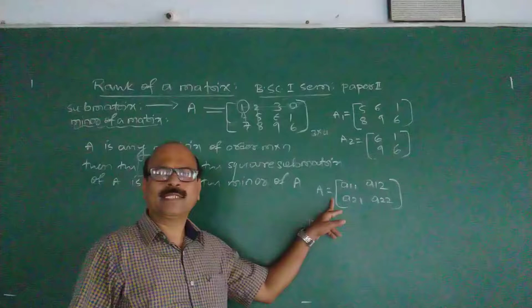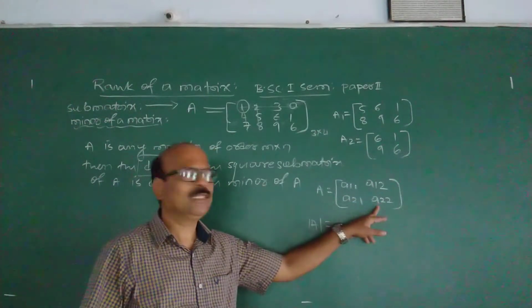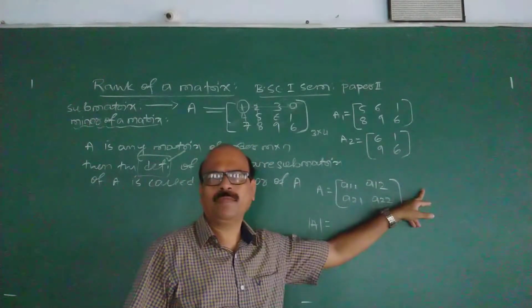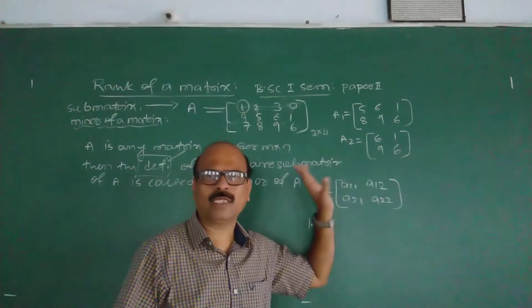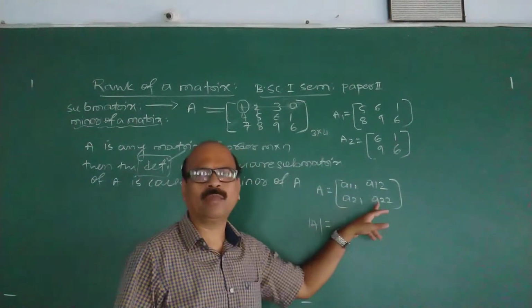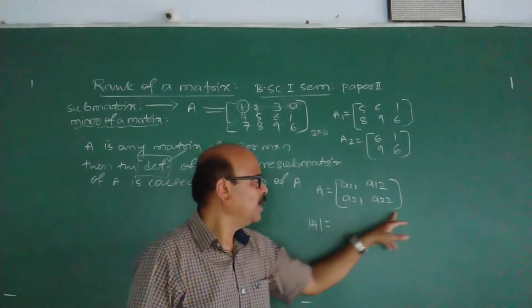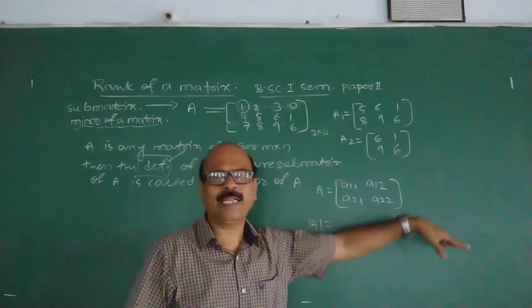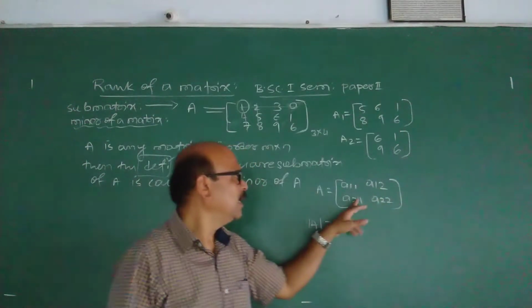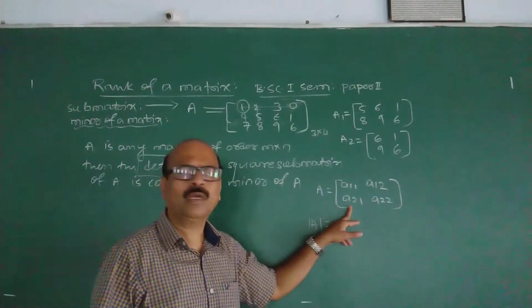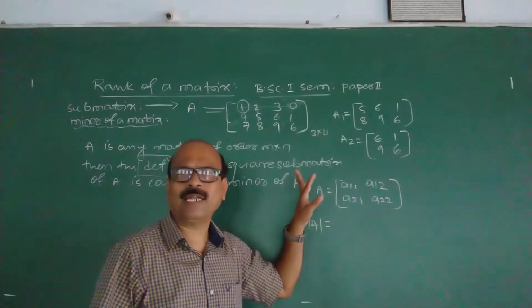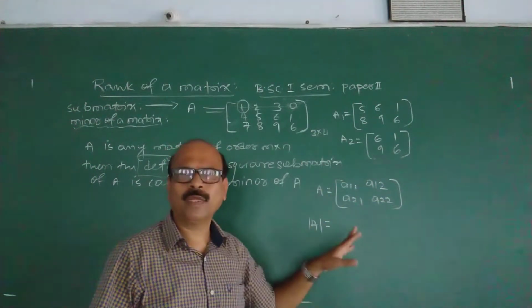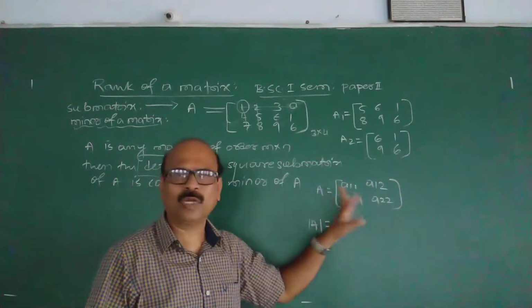See, matrix is only arrangement of numbers. It has no value. You cannot say that value of this matrix is some real number. It is arrangement of real numbers or even complex numbers. But square matrices, only square matrices are associated with real numbers, and they are called determinants of square matrices. Suppose A is a square matrix of order 2.